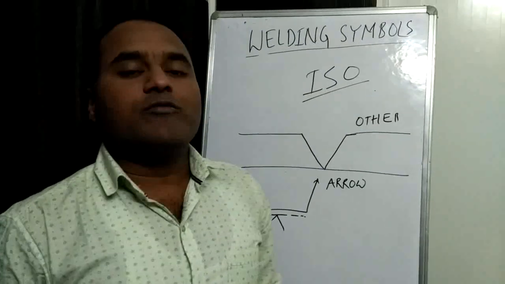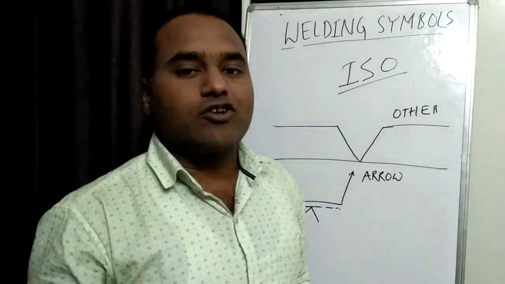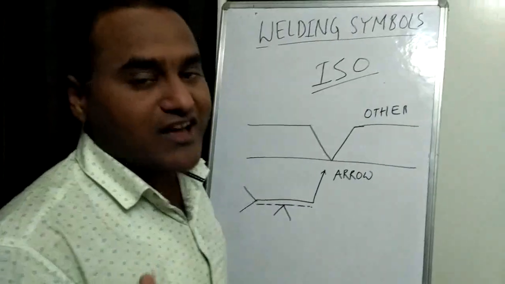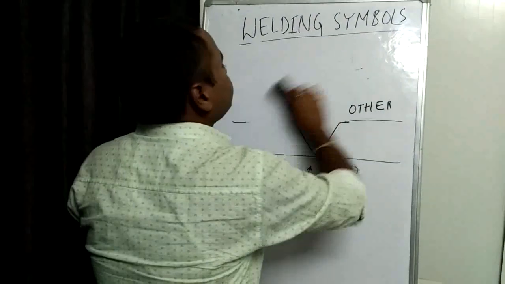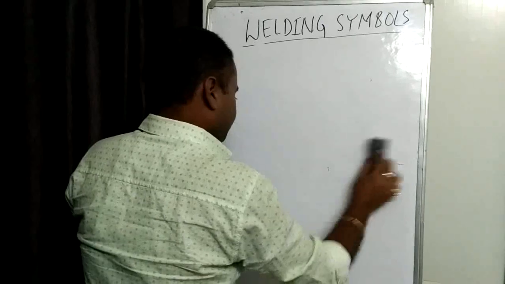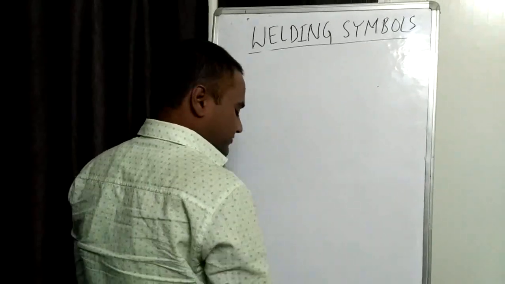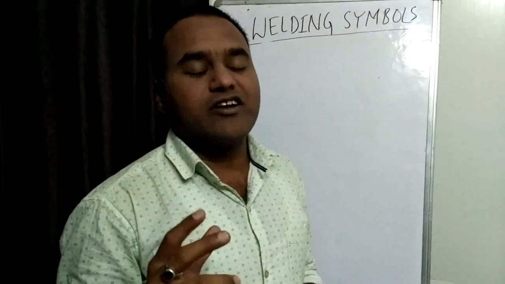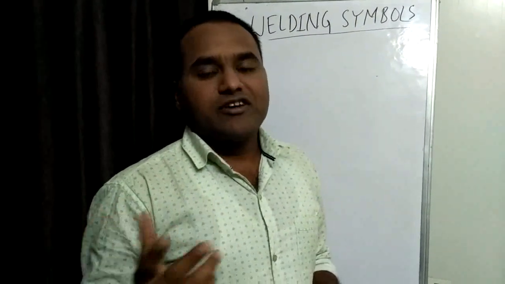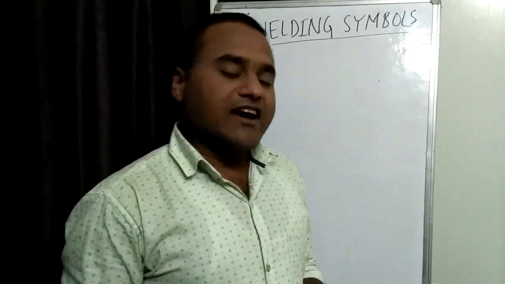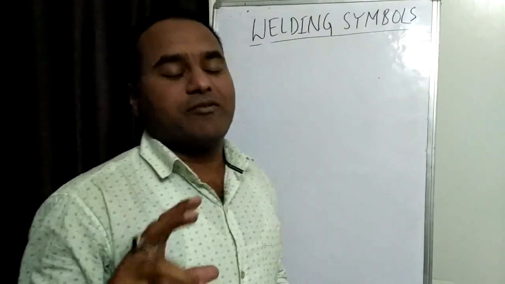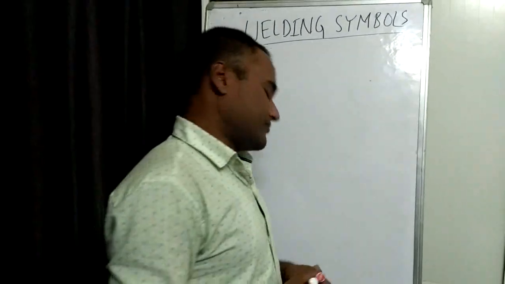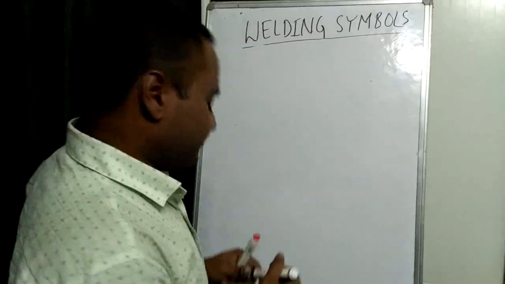Now I will show you how to provide the dimension on the symbols. See, as per AWS, the dimension is mentioned always in inches, like quarter inch, 3/8 of an inch. And as per ISO, the dimension is given in mm, 6 mm, 8 mm, 10 mm. So this is a basic difference in AWS and ISO.